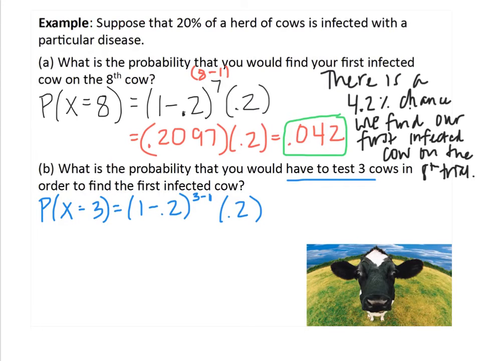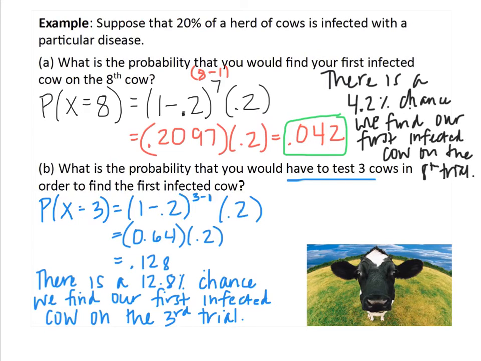So, when you plug it into your calculator, you're going to get 0.64 times 0.2, and that gives me 0.128. So it's a bigger probability. There's now a 12.8% chance we find our first infected cow on the 3rd trial. So this is using my formula. Up here and right here we see 2 examples, and we see how to write our answers in context of the problem. But similar to binomial, do you think that there's a way our calculator can help us minimize some of this arithmetic?